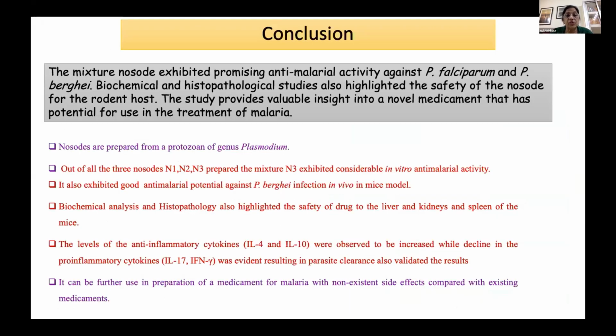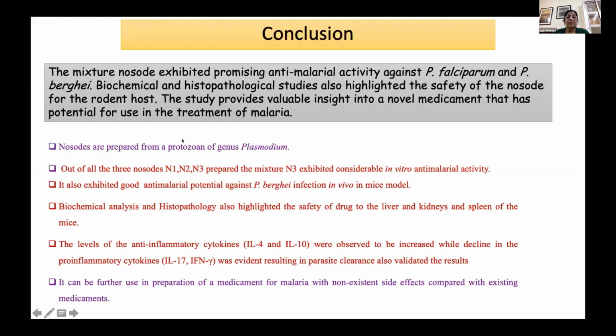So this demonstrated that the mixture nosode exhibited promising antimalarial activity against both the Plasmodium falciparum in the in vitro system and the Plasmodium berghei system, which we use for the in vivo drug efficacy studies. By the biochemical and histopathological studies, we also highlighted the safety of the nosodes for the rodent host, and the study provides valuable insight into a novel medicament that has potential to be used for the treatment of malaria.